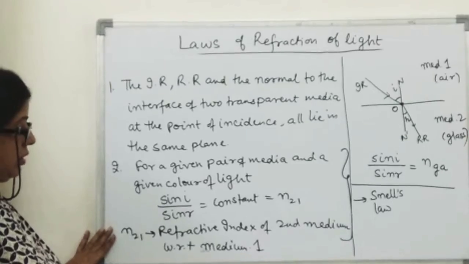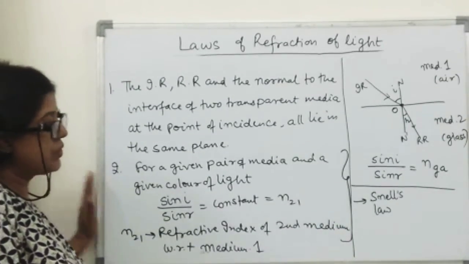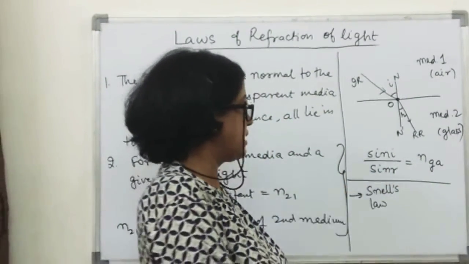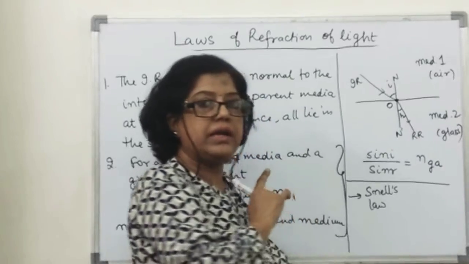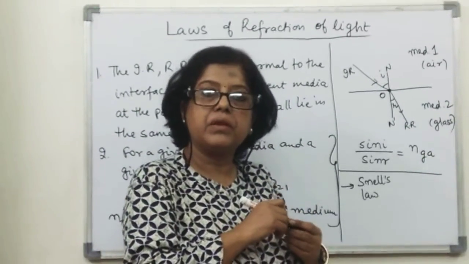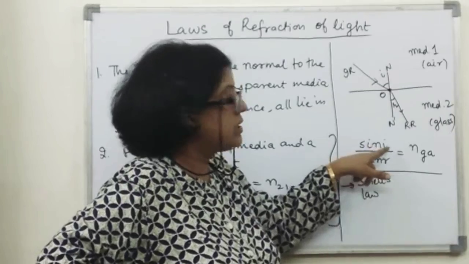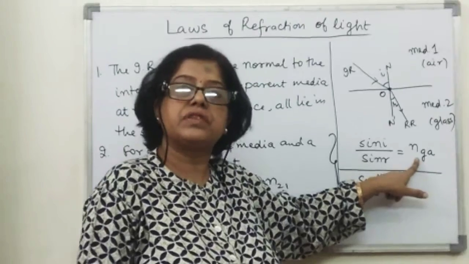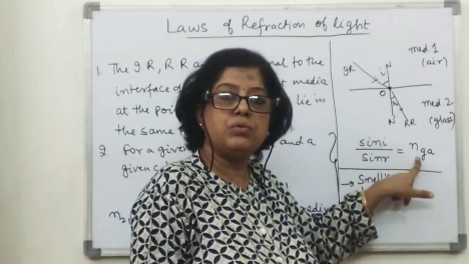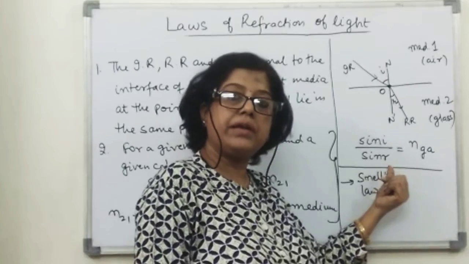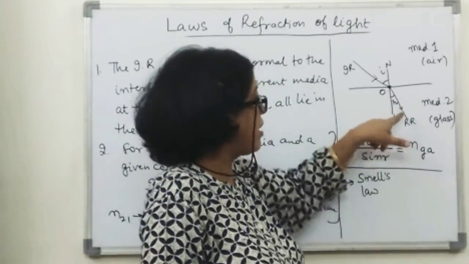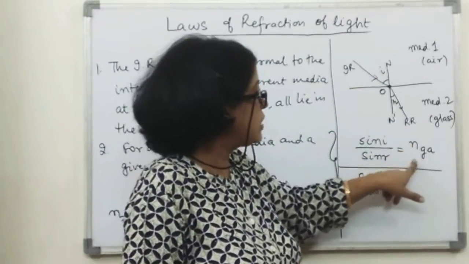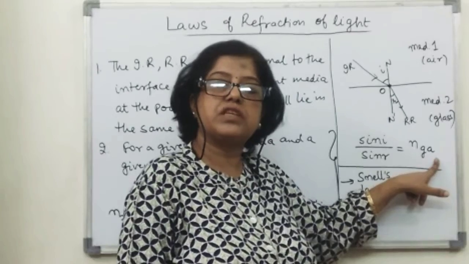Okay, so this is law 1 and this is law 2, which is also called Snell's law. From Snell's law, we can say, if I am given a particular value of i, let's say angle i is 30 degrees, then sine of 30 degrees by sine of r will be equal to the refractive index of glass with respect to air. And if I know this value, I can find the value of r. What will be the value of r, the angle of refraction, I can find out for a particular value of i if I know this value n_ga, the refractive index of glass with respect to air.